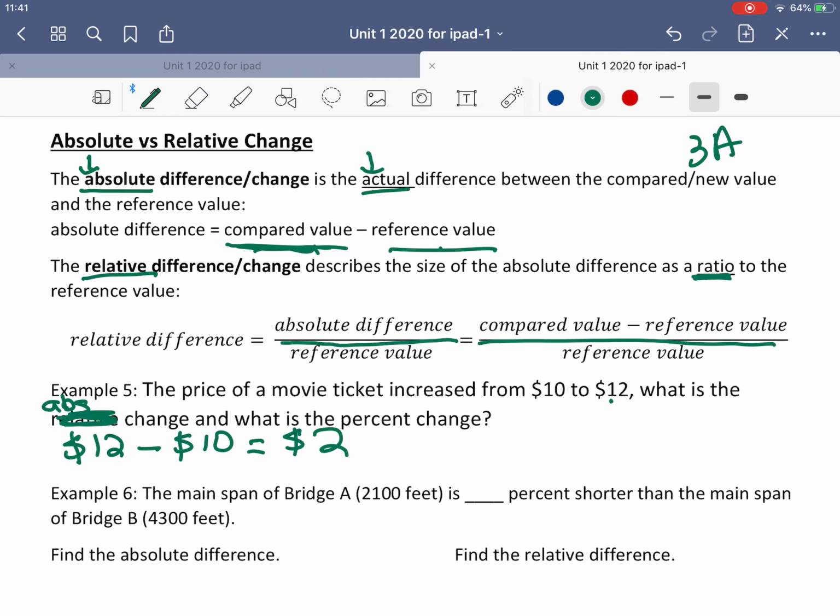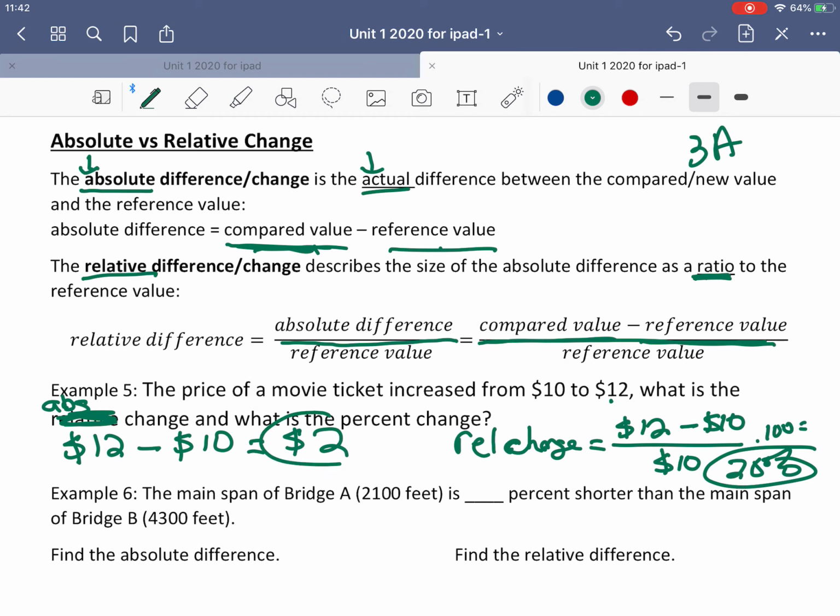What about the percent change? Percent change is the relative change. So here I can use a fancy formula, this one right here. This starts with compared value. The compared value is $12 minus the reference value, which is $10, divided by the reference value, which is $10. Then this will be multiplied by 100 because I will record it as a percentage. That may be a lot for you to put into your calculator. You may want to say this is actually just 2 divided by 10, which is 0.2, and then multiply 0.2 by 100 to get 20%.